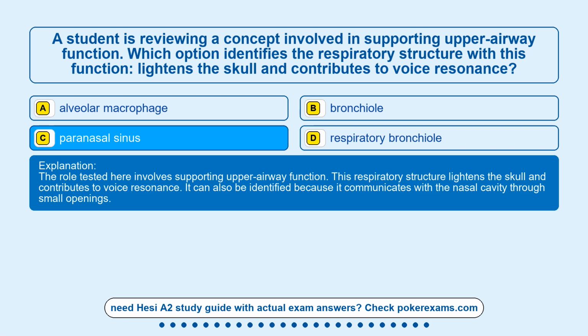The role tested here involves supporting upper-airway function. This respiratory structure lightens the skull and contributes to voice resonance. It can also be identified because it communicates with the nasal cavity through small openings.